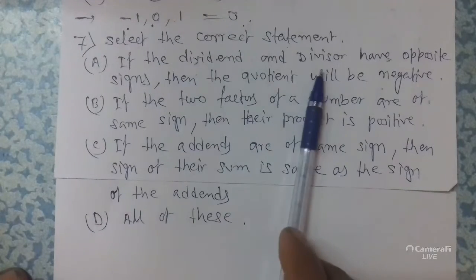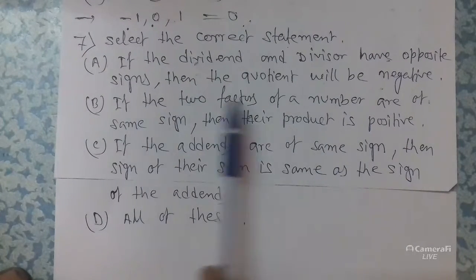If the dividend and divisor have opposite signs, then the quotient will be negative. Obviously it is correct, because if both are opposite, then quotient must be negative. Second option: if the two factors of a number are the same sign, then their product is positive, obviously, because if both are negative, then negative multiply negative is positive, and if both are positive, then positive multiply positive is positive. So B is also correct.